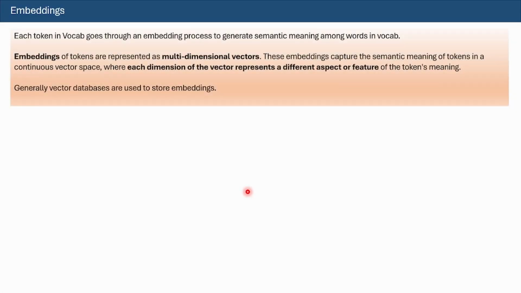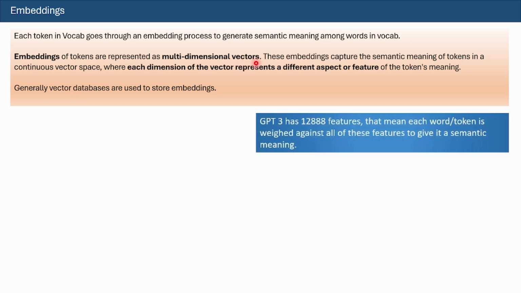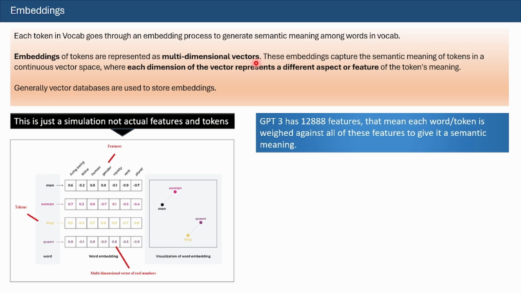Now let's move to one of the most important ideas in modern AI, embeddings. Every word or token in the vocabulary does not stay as plain text. Instead, each token goes through an embedding process, which converts it into numbers that a machine can actually understand. An embedding is simply a multidimensional vector. That means a long list of numbers. You can think of this like giving every word a numerical fingerprint.